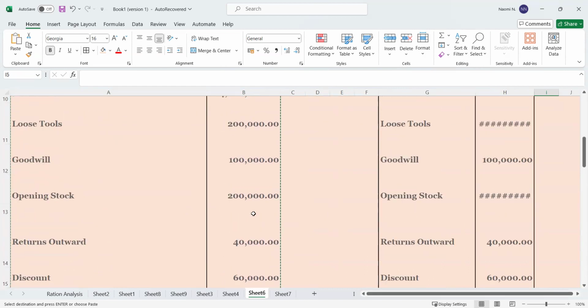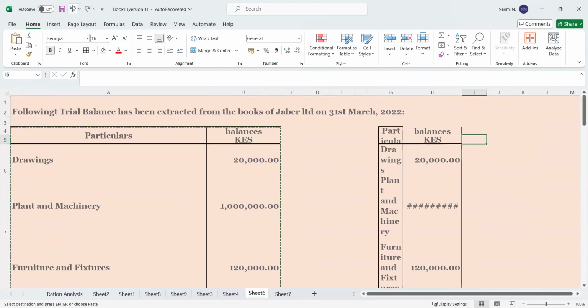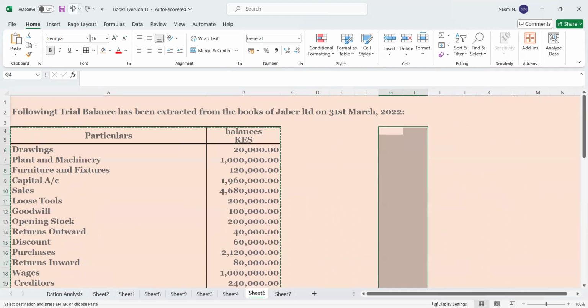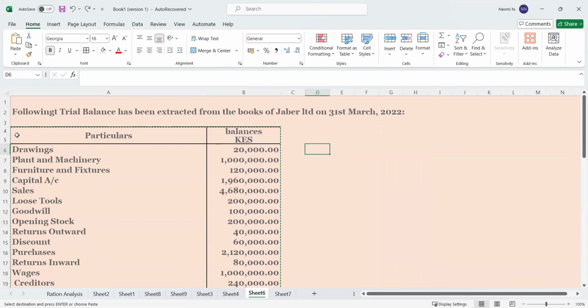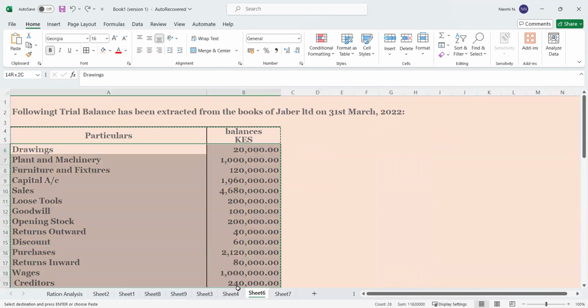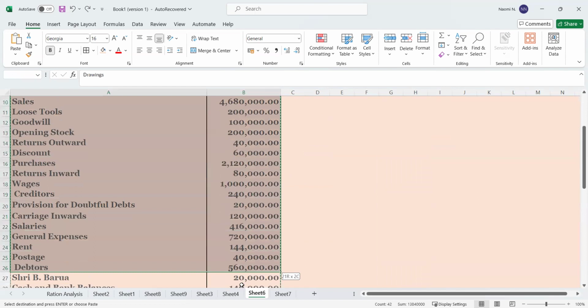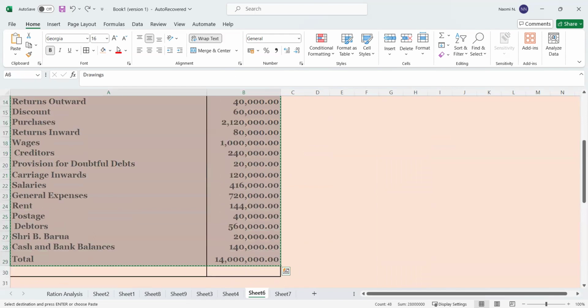Why is it bringing a lot of spacing? Let me try to do something here.